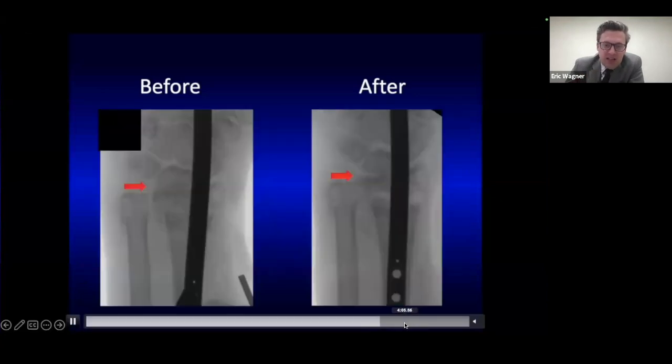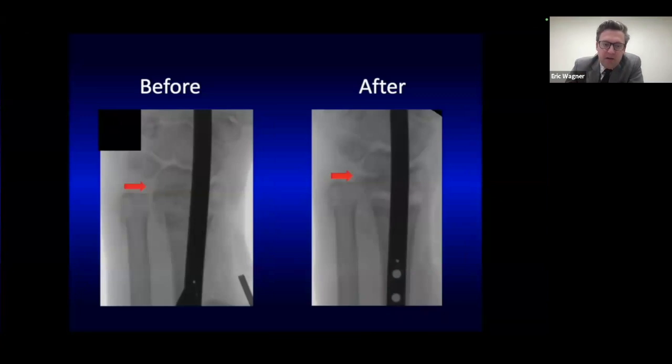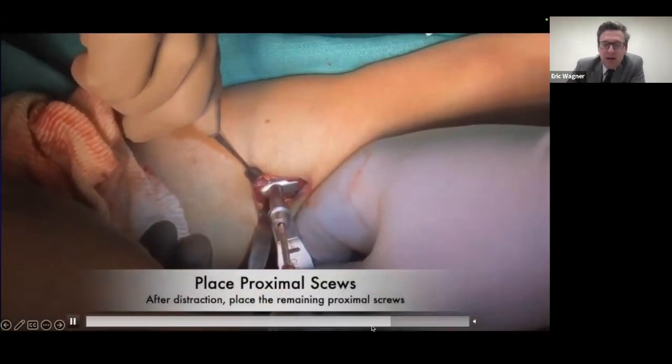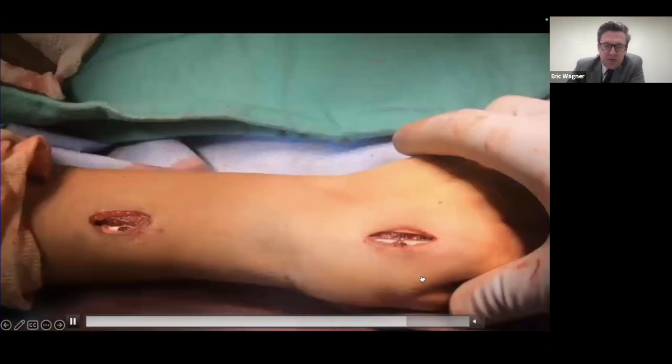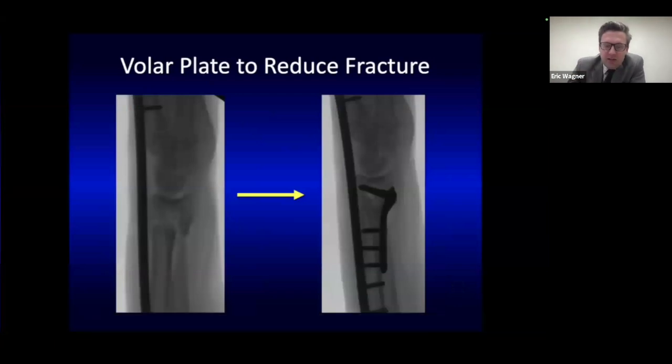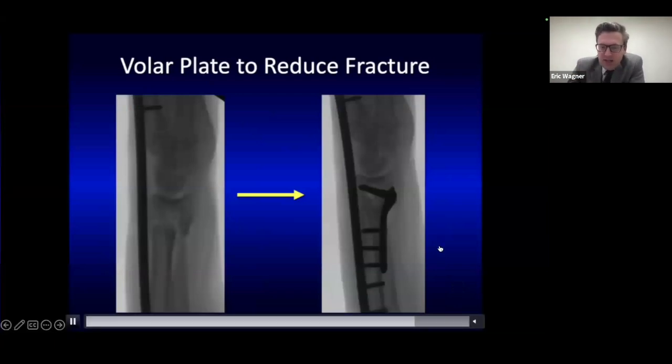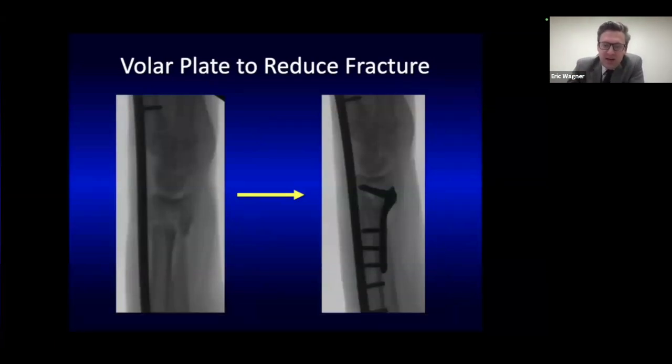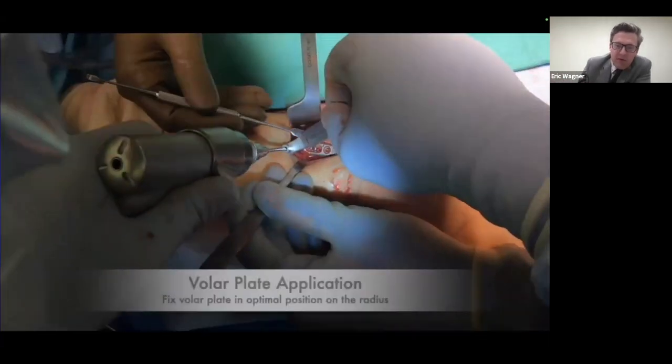So then you can see the before and after of the distraction. You can see how it aided in the reduction of this relatively difficult fracture. And then you're going to place the rest of the proximal screws, and then you can see the ultimate construct. You can see I placed the volar plate to help reduce it in place, and got a pretty good overall reduction once I did this hybrid fixation.